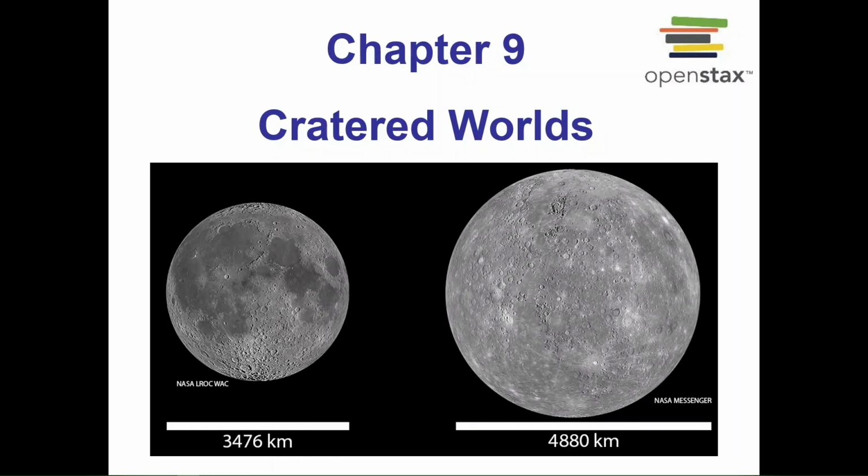The reason we want to put these two objects together is because they share a lot of similarity. You can see in this picture, one is the moon, one is Mercury. Can you guess which one is which? At least you can see from these two pictures they share a lot of similarity.